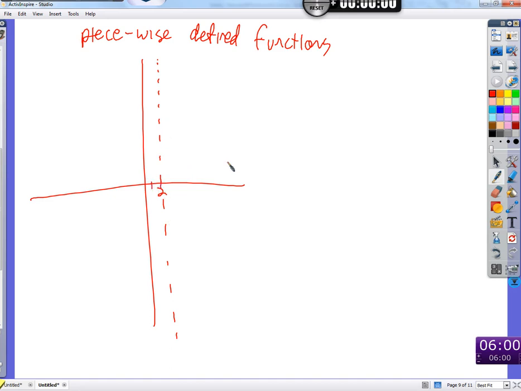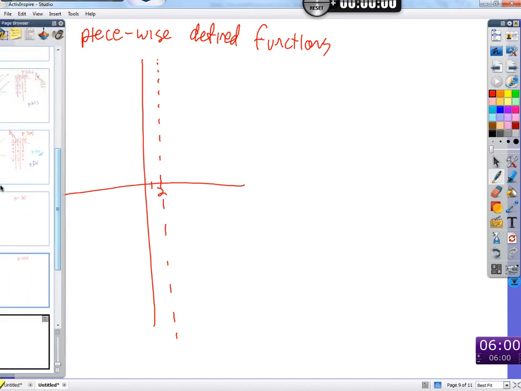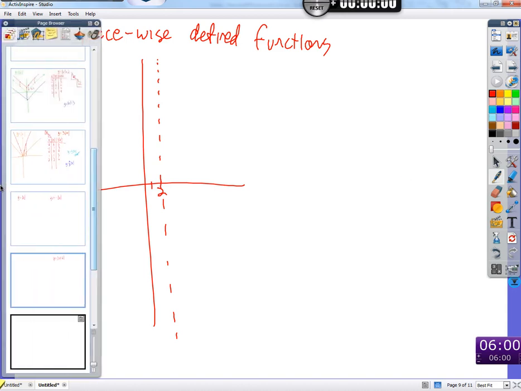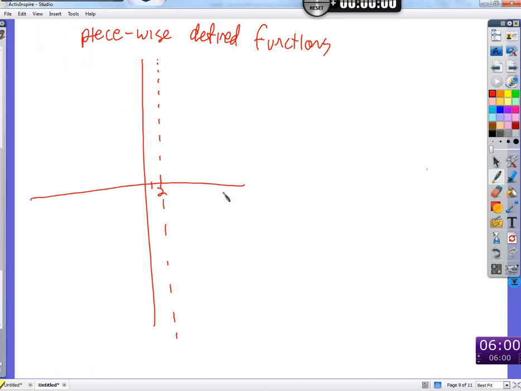How could you express where we are over here? To the right of 2, right? And so what kind of numbers are we dealing with over here to the right of 2? Bigger than 2. X is bigger than 2. And on this side, x is less than 2, right? So that's the first part. So x is less than 2, or x is greater than 2. So that's the piece part of the piecewise defined. Okay? So that's the piecewise part.